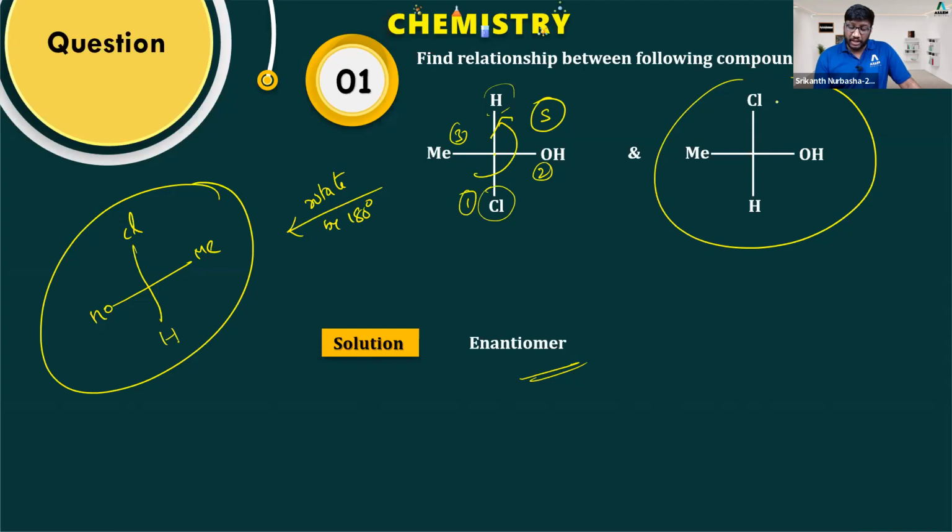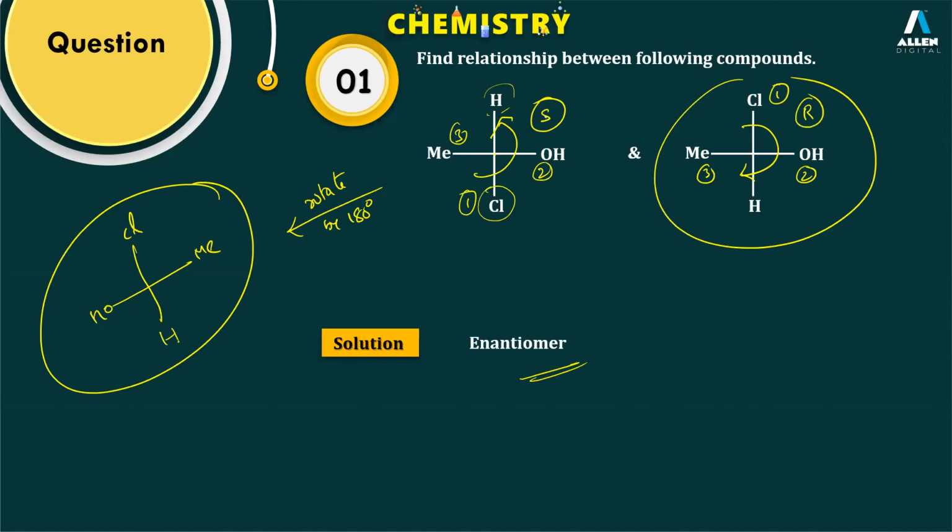For the other compound, first priority will be given to chlorine. Second priority to OH. Third priority to methyl. 1, 2, 3. How are we going? In the clockwise direction. Clockwise means R. So S configuration changed to R configuration. Configuration exactly reversed. Only one chiral carbon, S has been changed to R.